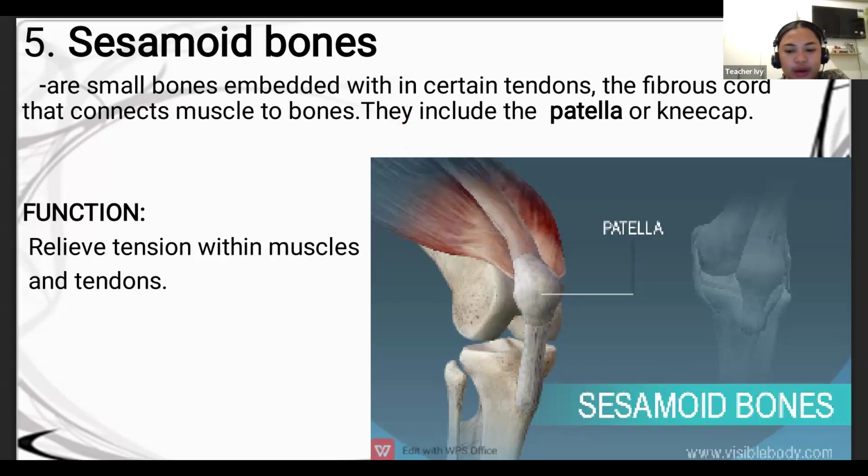What about Mark? Can I hear from you, Mark? According to Alfonso a while ago, the tendon is a type of connective tissue that connects muscle to bone. Now, if the tendon is the one that connects muscle to bone, what do you call the type of connective tissue that connects bone to bone?